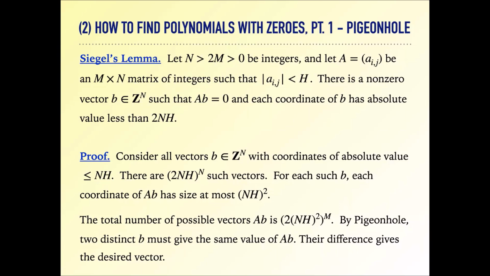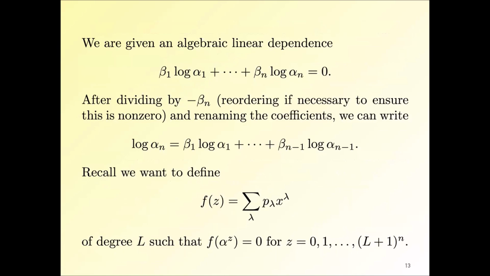Okay, so let me just recalibrate this again. What do we have and what do we want? We're starting with an algebraic dependence, beta 1 of the log alpha i. So say beta 1 log alpha 1 through beta n log alpha n equals 0. We're going to rewrite this as log alpha n equals beta 1 log alpha 1 plus through beta n minus 1 log alpha n minus 1. So we're just going to rewrite one of the logarithms in terms of the other ones. At least one of these coefficients has to be non-zero, since it's a non-trivial linear dependence, so you can divide by it.